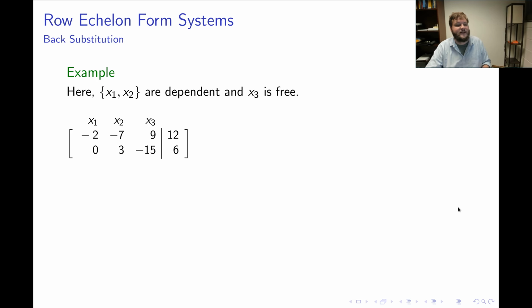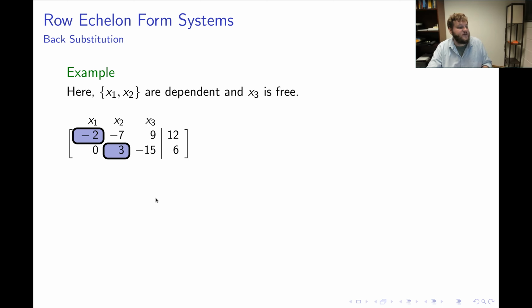So let's look at an example of actually solving a system represented as a row echelon form augmented matrix. So here I have an augmented matrix representing a system with 2 equations and 3 variables. You'll notice that my pivots here are -2 in the 1, 1 position and 3 in the 2, 2 position. Now there's no pivot in the augmented column, which means this is a consistent system. Also, the rank of the coefficient matrix is 2, but the nullity equals 1. So there's at least one free variable.